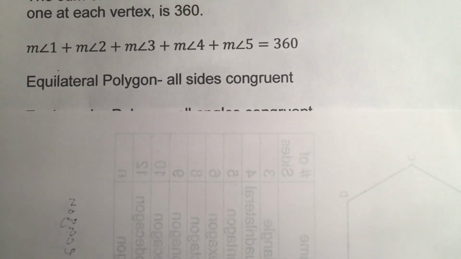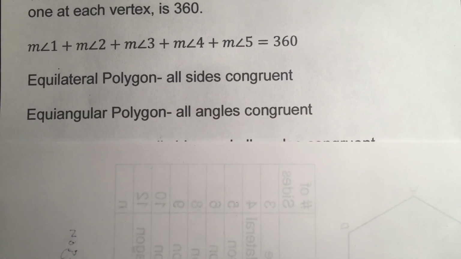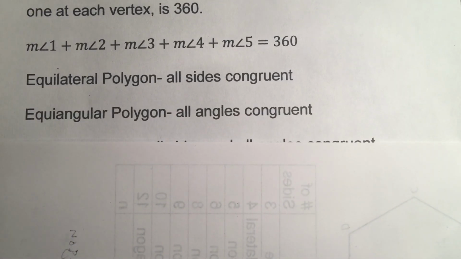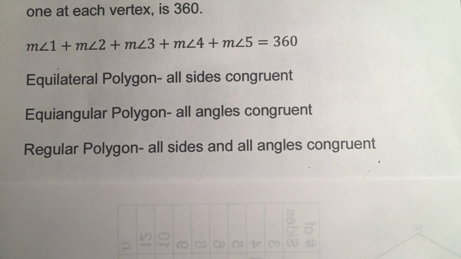Now, last few things here. You can have equilateral polygons. Equilateral just means all sides are congruent. So lateral means sides, equal sides. Think of it that way. They can also be equiangular, so all the angles are the same. So if all the sides and all the angles are congruent, we call that a regular polygon.